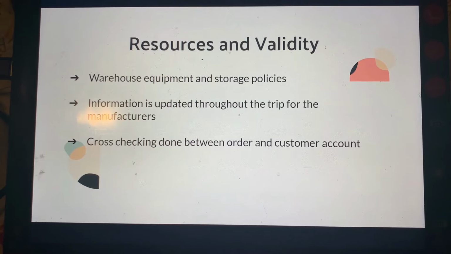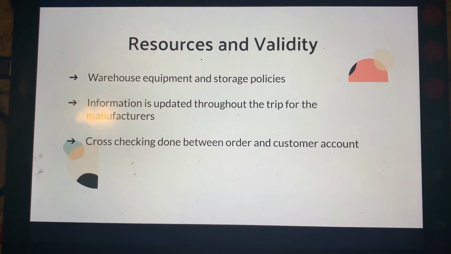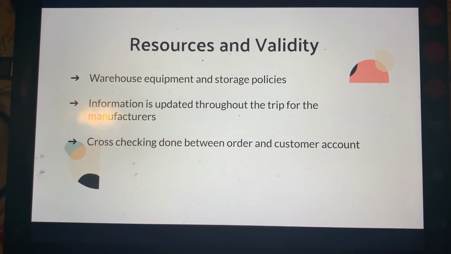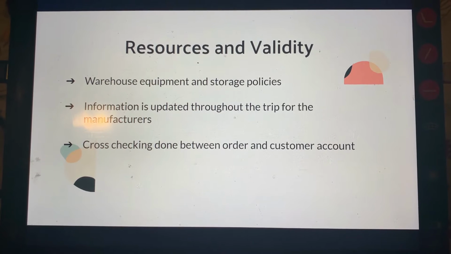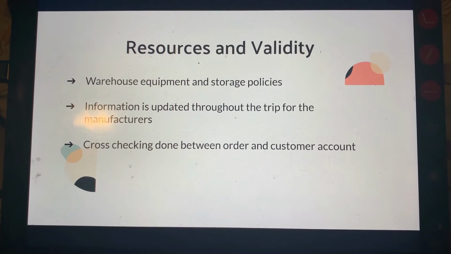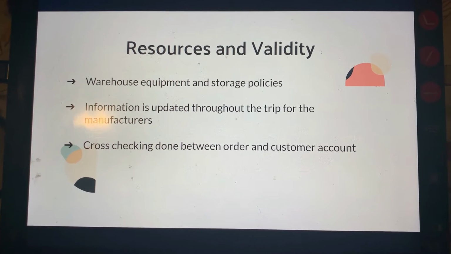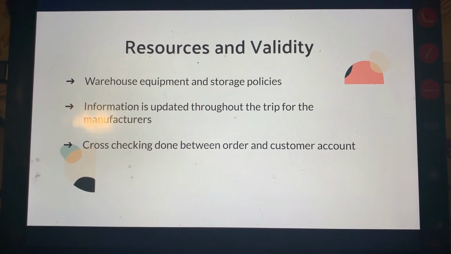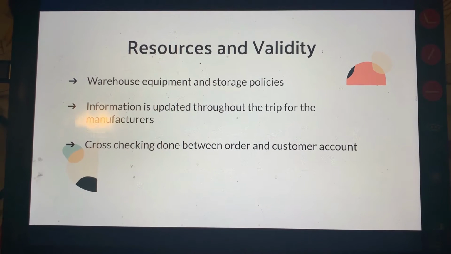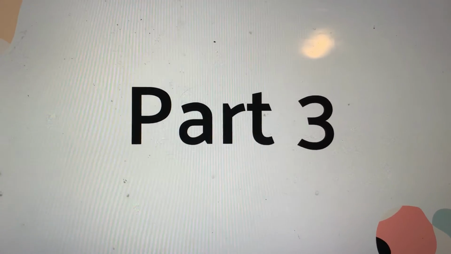Next is the validity of information, and this ensures that the orders and customers associated with the orders are valid by making sure that their data match up. Also, through this process, a customer acknowledgement is printed to ensure that the customer is always informed. Now we'll be talking about part 3.